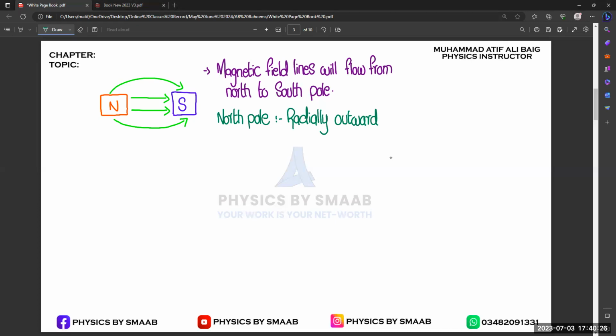Okay, so I am saying that whenever they talk about the North Pole, and they are asking what will be the direction of the magnetic field from the North Pole, you may simply write in one word that it will be radially outward. It is coming out from the North Pole, because it is moving from north to south. And for the South Pole, if they are talking about it, you may simply write radially inward.